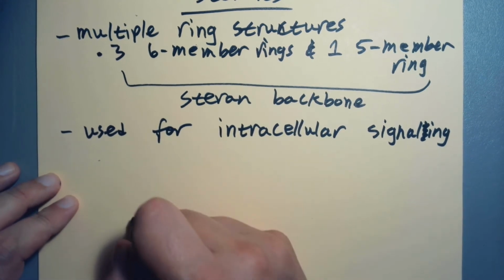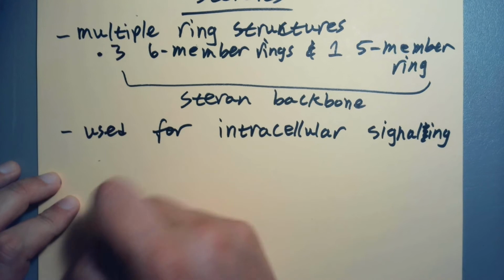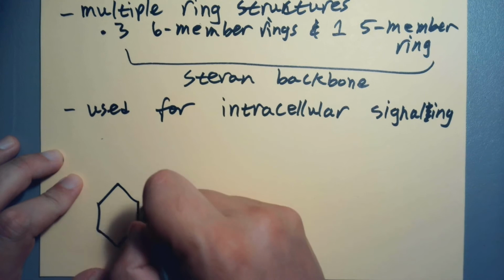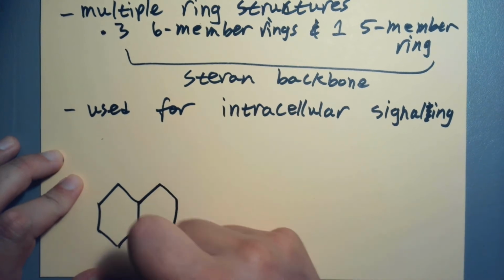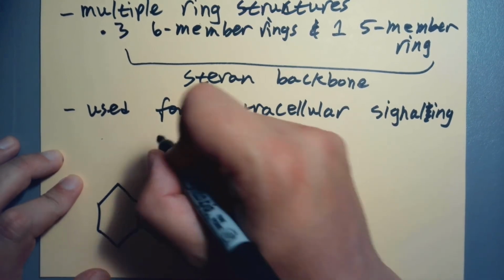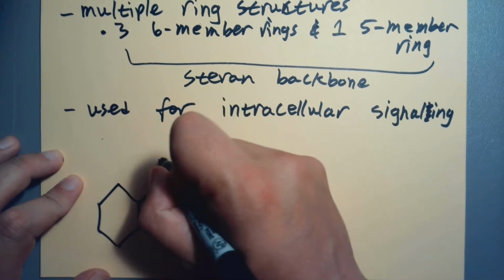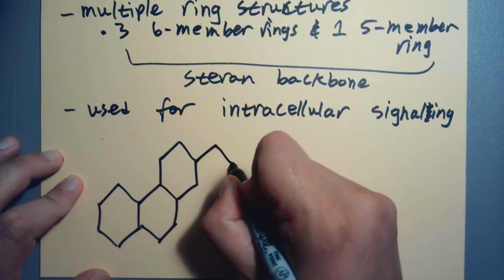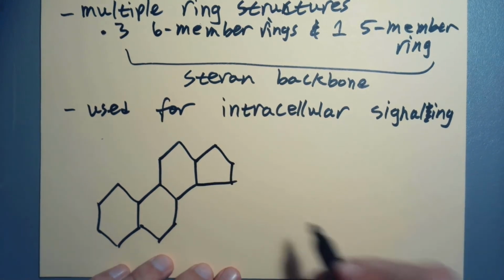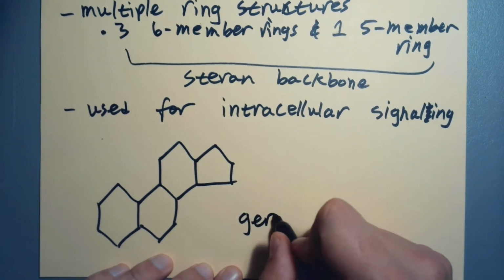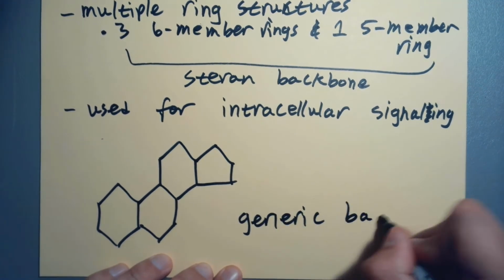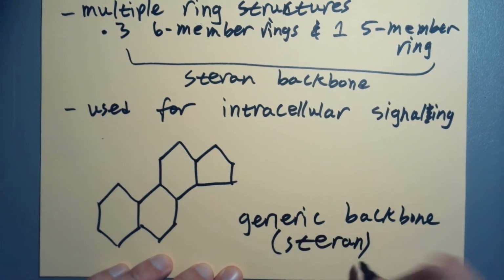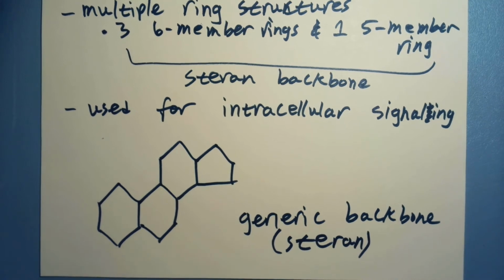And so what does the sterane backbone look like? Well, here is what's at the heart of all the steroids. These are our 3 6-member rings. This is just our generic, like our blank canvas. This is our generic backbone, which is called a sterane. There's another type of backbone as well called an oleanane. We're not going to talk about that.